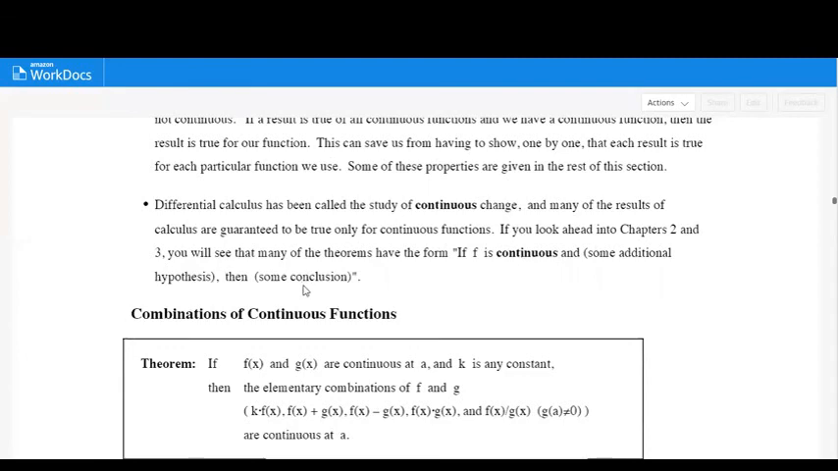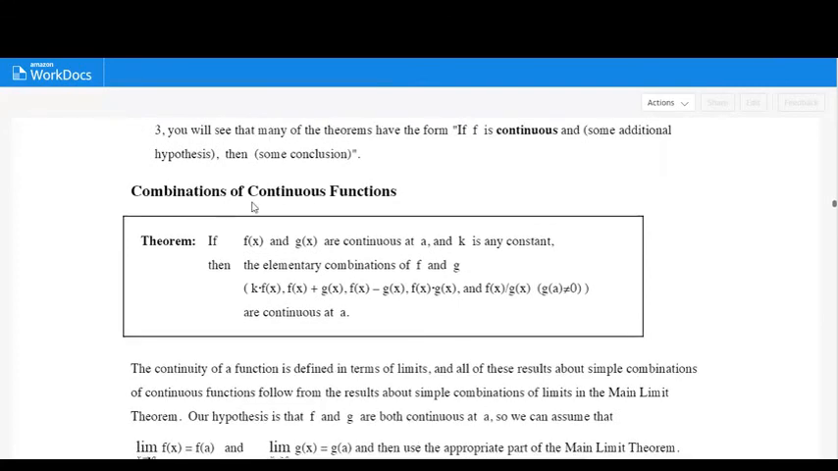So kumbaga sa calculus, yung mga theorems niya ay may ganito talaga: if f is continuous and ganon, ganon. Kaya tinawag siya na study of continuous change. So, it's all about continuous functions.